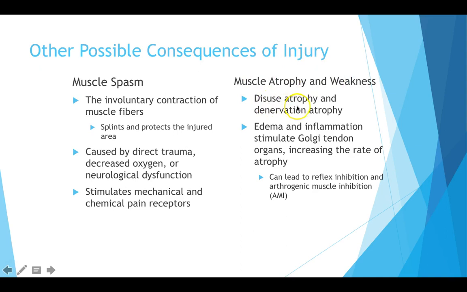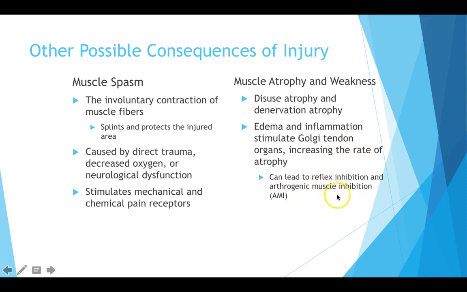And if the muscle becomes atrophied and weak, now we really can't start rehab well. We have to go back and re-strengthen that muscle just to get us to the point where we can rehab the area of that injury. So edema and inflammation end up stimulating the Golgi tendon organs. They feel that inflammation, that pressure from the edema, and that tells the body to try to relax and that this tissue shouldn't move. And so then we get this increased rate of atrophy because we're not using it.